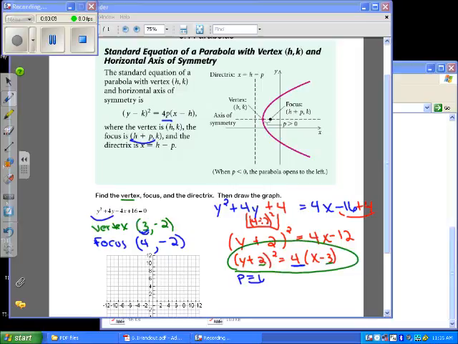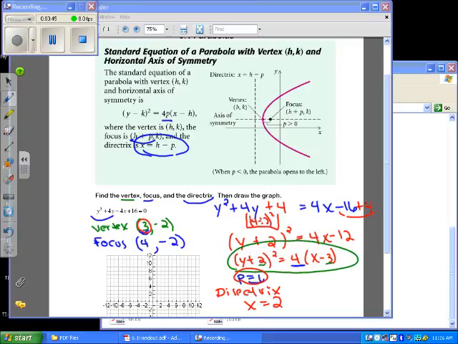The second to last thing I need to do before I graph it is find my directrix. The directrix is x equal to h minus p. I'm going to have to write that down here because I'm running out of room. My h again was 3, and my p is 1. So I'm going to take 3, subtract 1 from that, and I get 2. So there's my directrix.